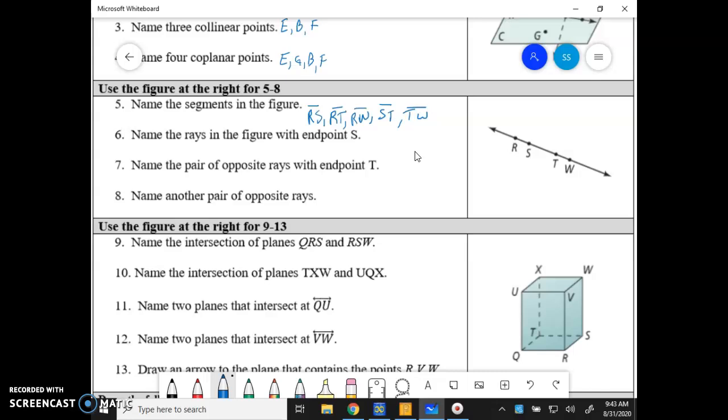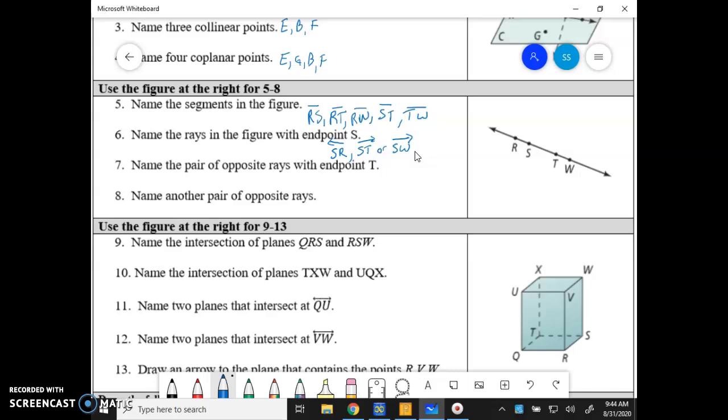All right, name the ray in the figure with the endpoint S. All right, so endpoint is S. Well, we can go this way and say SR. If you want to make it this way because it's going that direction, we can. And we could also go the other way and say ST, okay? Or we could label that same ray a different way. We could say SW. The important part is that we label this on top correctly.